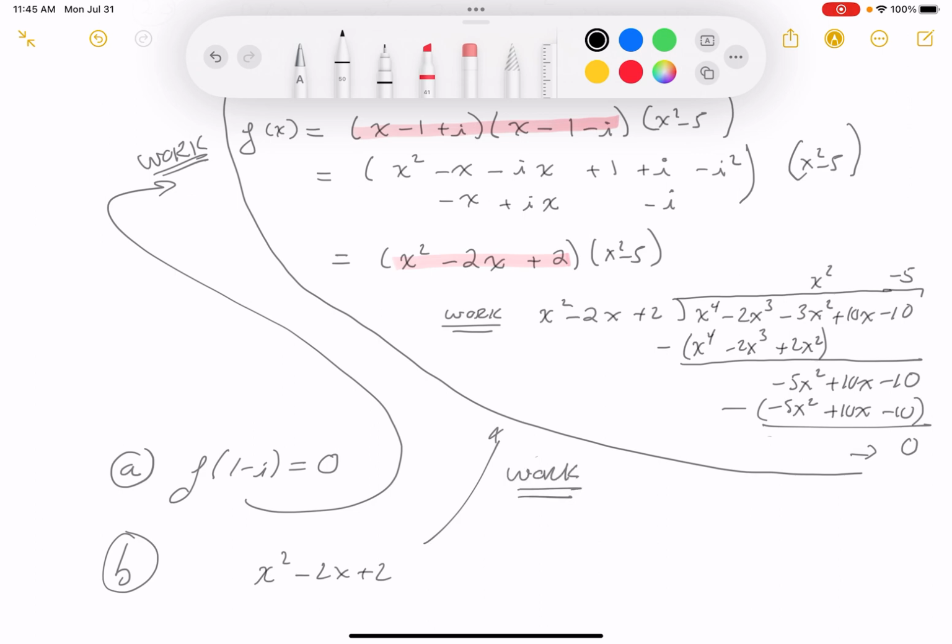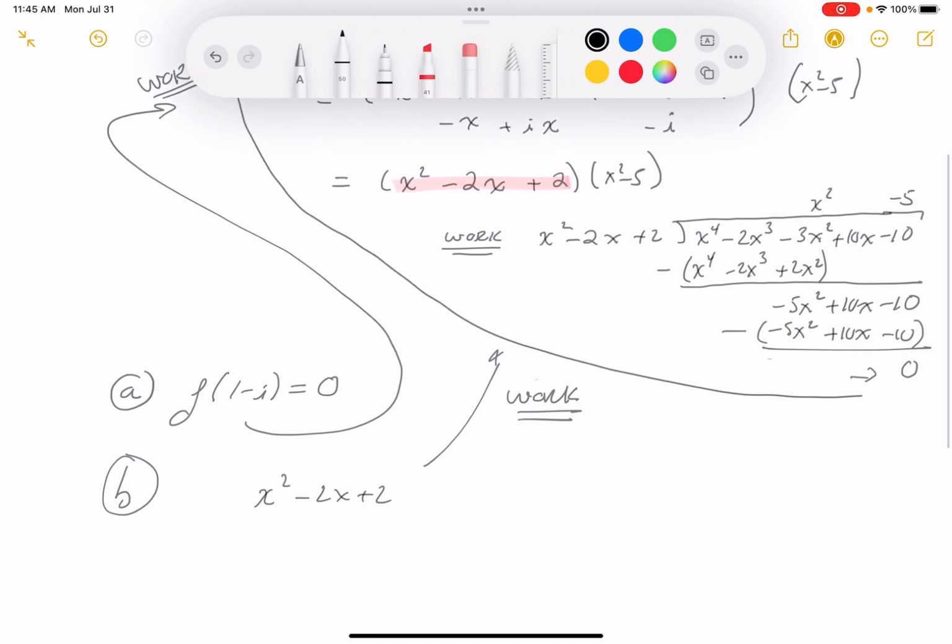All right, our groundwork. Let's keep moving through. The next one says long divide. And we did that. All right, so C, we long divide. The work again is up here. And what do we find when we long divide? x squared minus 5. All right, we did long division. We're already done.